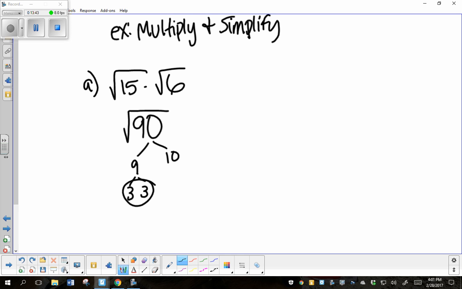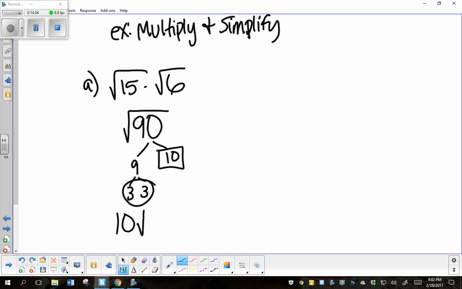So there's a pair that gets to come out. I'm looking for pairs because it's a square root. 10 is 2 times 5. None of those are going to come out. So you can either box both of those and have 2 times 5 on the outside, or you can just be like, all right, I know I'm going to have 10 on the outside.